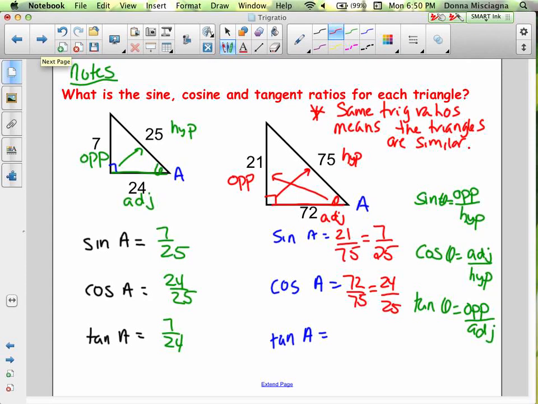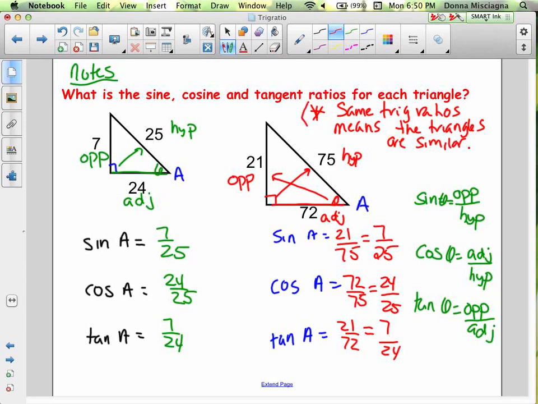All right, let's find the tangent ratio. The tangent ratio uses the opposite side, which is 21, over the adjacent side, which is 72. And these are both divisible by 3 again. So 21 divided by 3, that's 7, and 72 divided by 3, that's 24. And who would have thought it? Look at that. We got the exact same ratio. Wow, how are these coincidences happening?